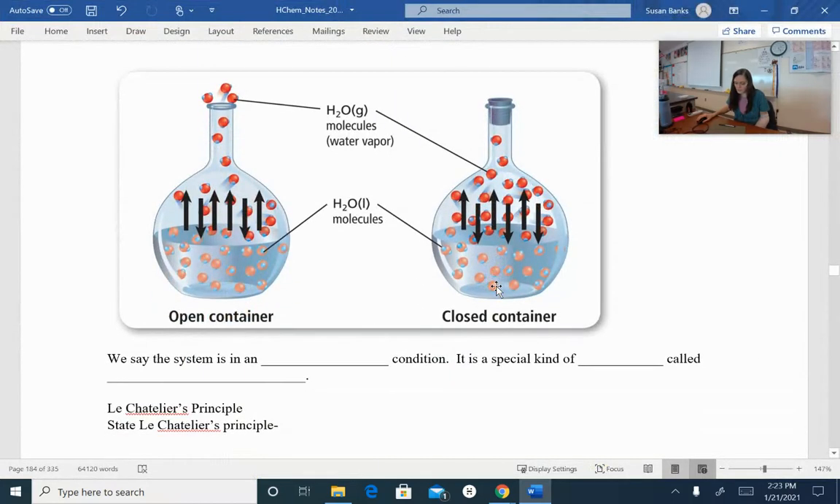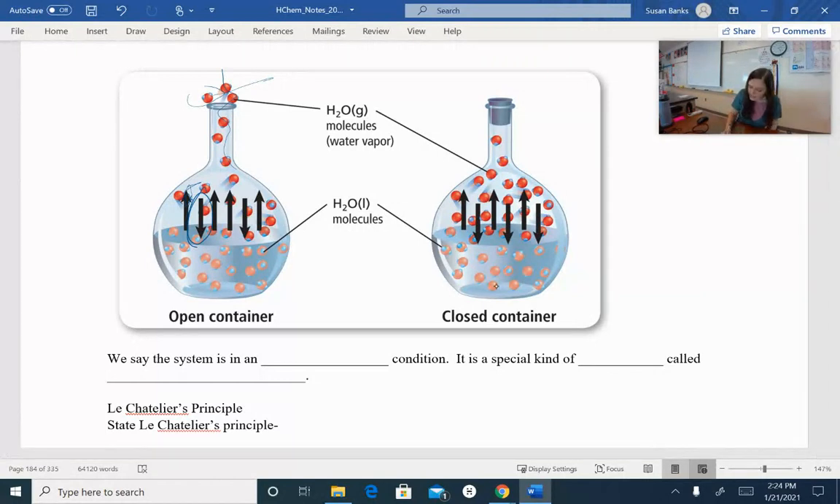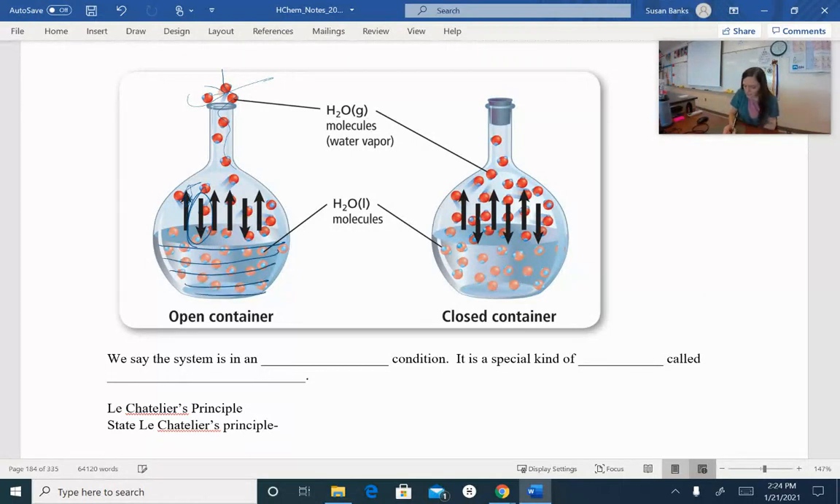Okay, so here's another diagram. If I have an open container, that water, as it goes to the gas state, will eventually come out of the container and I will lose molecules. I might have a few molecules that actually do not make it out of the container, but eventually, if I leave this container out on the counter or the table forever, the level of the water is going to continue to go down, and eventually one day I'm going to come and that bottle is going to be empty.